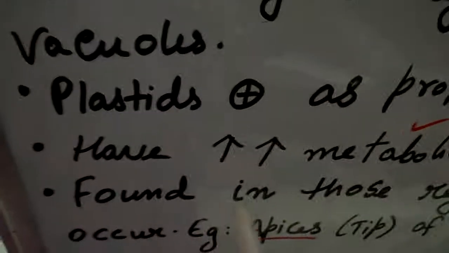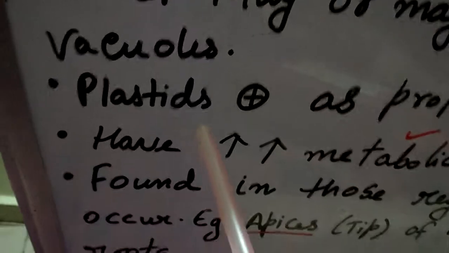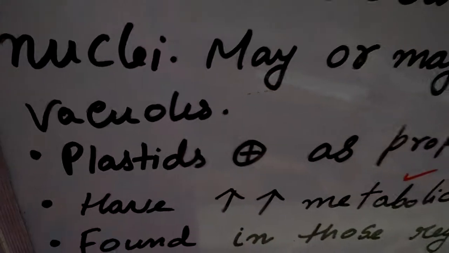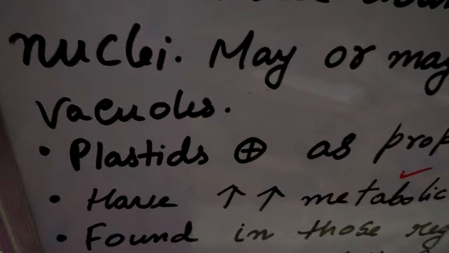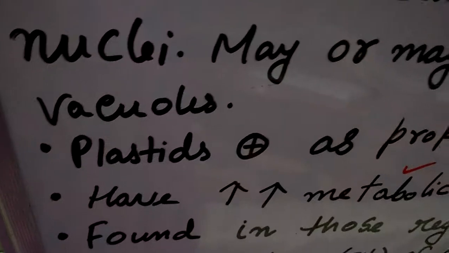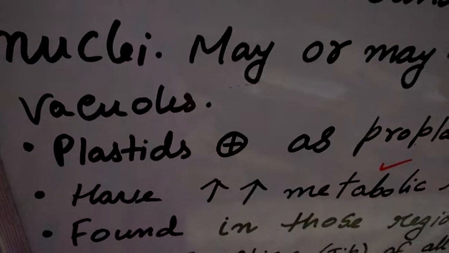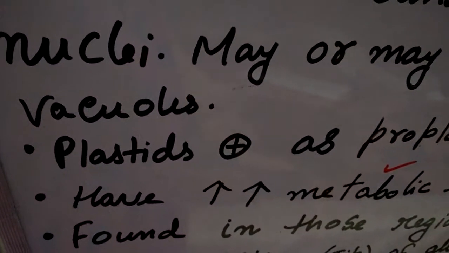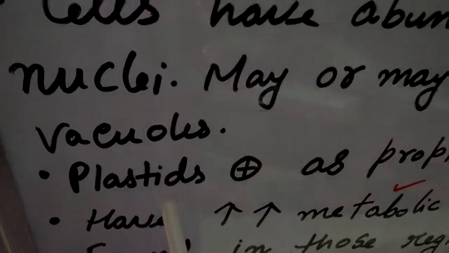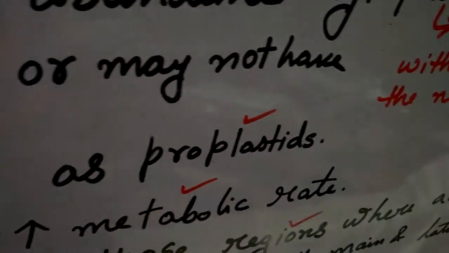The next point is plastids present as proplastids. What are plastids? These are special types of organelles found only in plant cells, and they are meant to store certain types of pigments like chlorophyll, carotenoids, xanthophyll. So plastids are present in an immature form, which is known as proplastids.